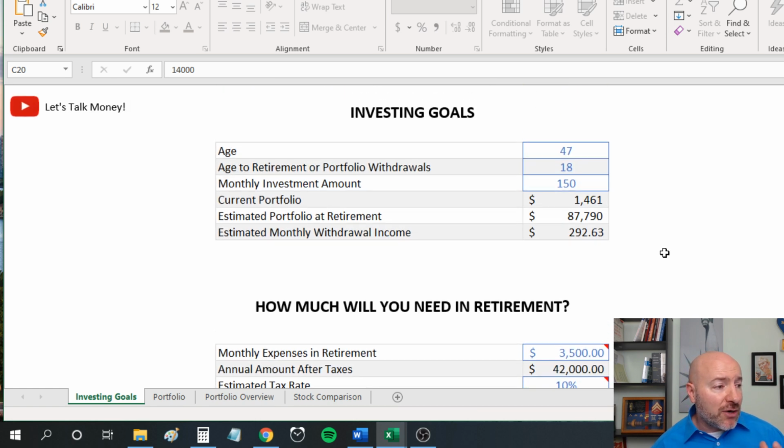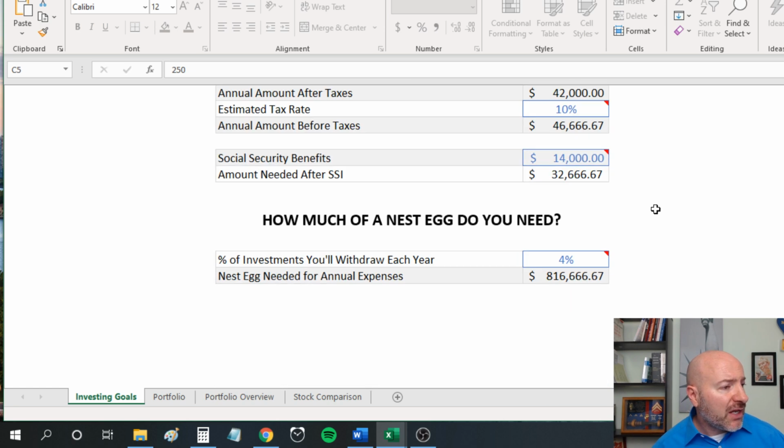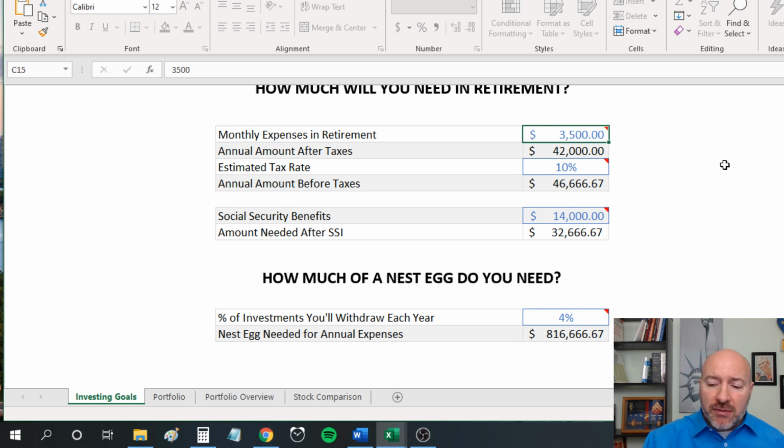Now, what he can do, okay, so obviously he's starting late. He wants to retire within the 65, 70 range. Well, let's up this to 20. So let's say he waits till full retirement age at 67. Let's say if he can squeak out maybe another $100, if he can invest $250, and then let's say maybe he can drop his expenses in retirement to $3,250, and we're going to keep the Social Security benefits at $14,000 because I don't know if he's married or single or whatever.